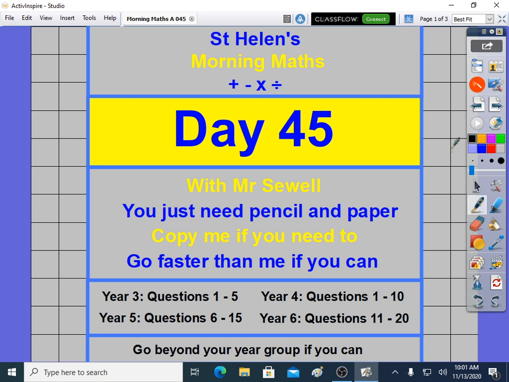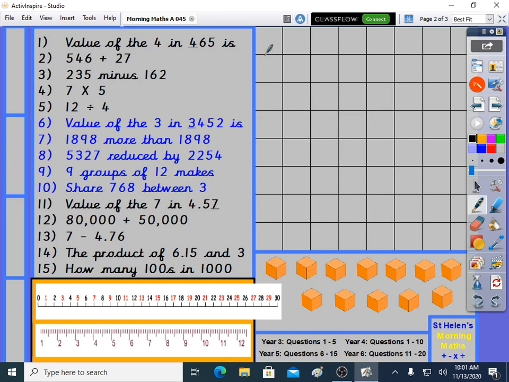You just need your pencil and paper. Copy me if you need to, go faster than me if you can. Let's go. Year 3 level, question 1. Different question to what we've been used to over the last few weeks.